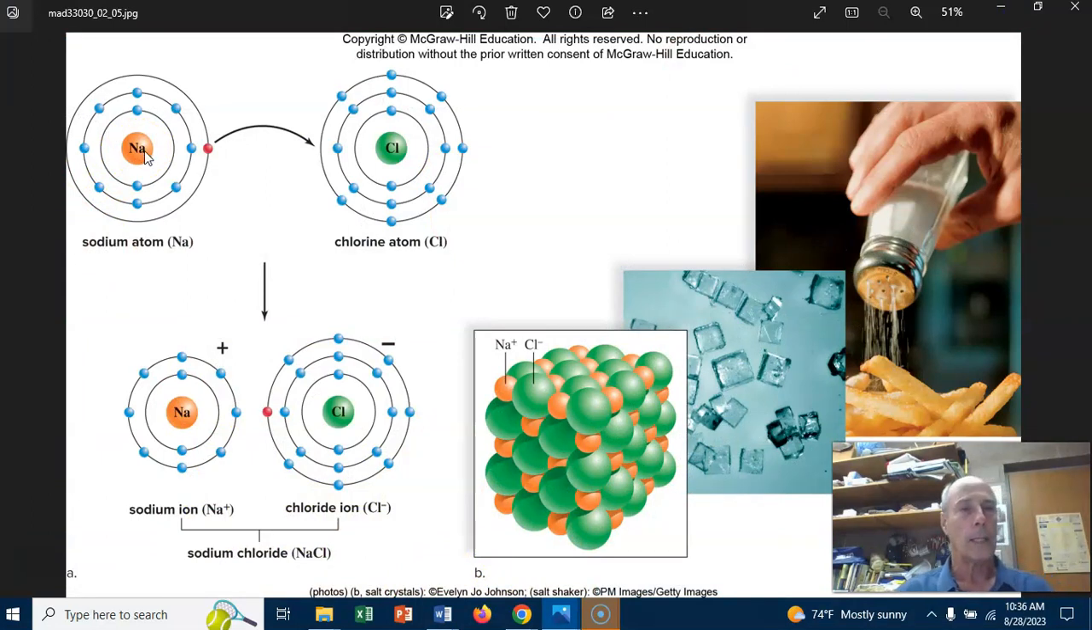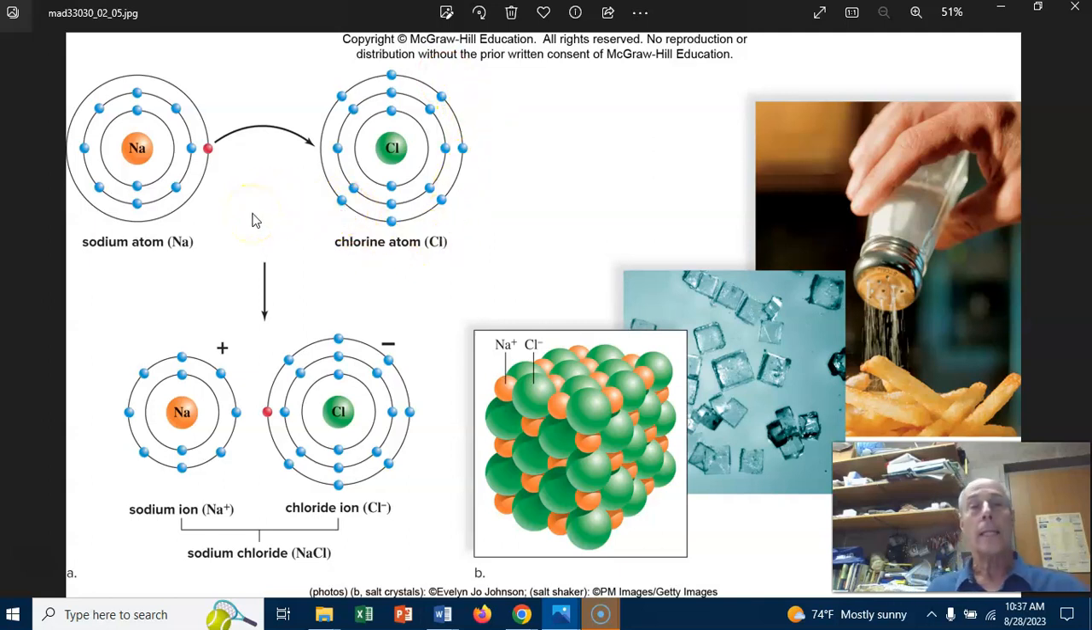Okay, so if we go back here, we see the sodium atom, and hopefully in the first lecture I got to talk about the octet rule, how atoms like to have 2 electrons in the first shell and 8 in the second shell. Here we have sodium with 2 in the first shell, and then 8 in the second shell, and then 1 in the third shell. So it's got a total of 11 electrons, but only 1 in that outer shell. Here we have chlorine, 2 in the first, 8 in the second, and 7 in the third shell.